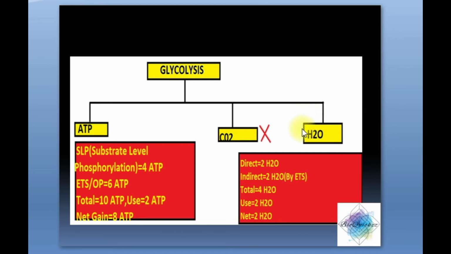The formation of H2O: directly we get 2 H2O. Indirectly, that means by ETS, we get 2 H2O. That means the total number of H2O formed is 4. But we use 2 H2O molecules, and thus the net gain in H2O molecules is 2. These two calculations of ATP and H2O are very important.